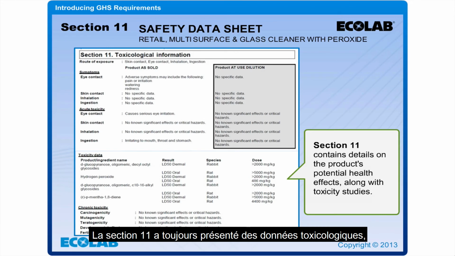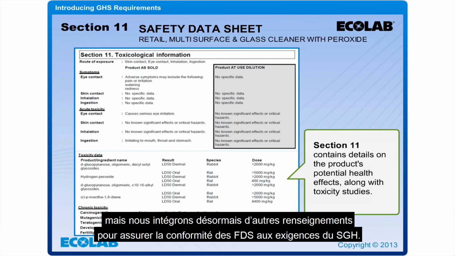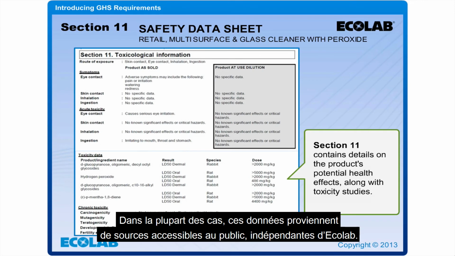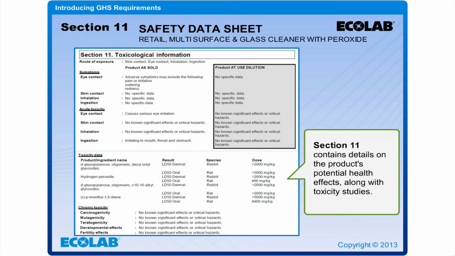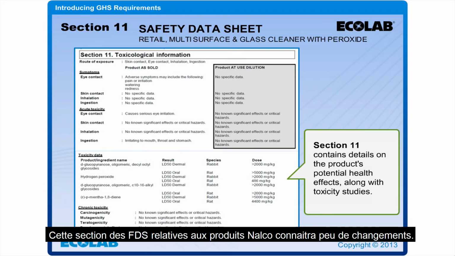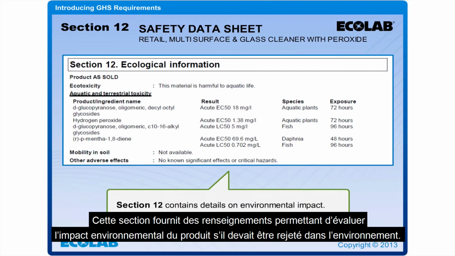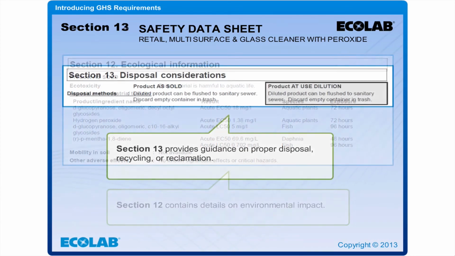While Section 11 has always contained some toxicity information, we are now including additional details on GHS-compliant SDS as required by OSHA. In most cases, this data originates from publicly available sources external to Ecolab. Nalco product SDS will see little change in this section. This section provides information to evaluate the environmental impact of the product if it were released to the environment.